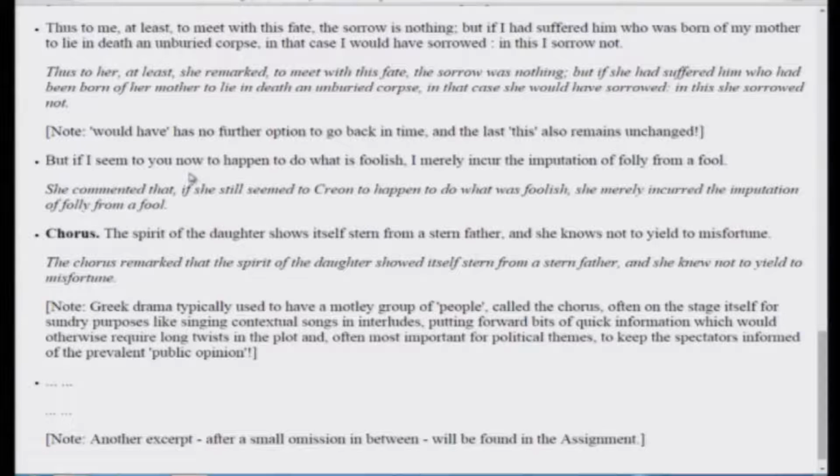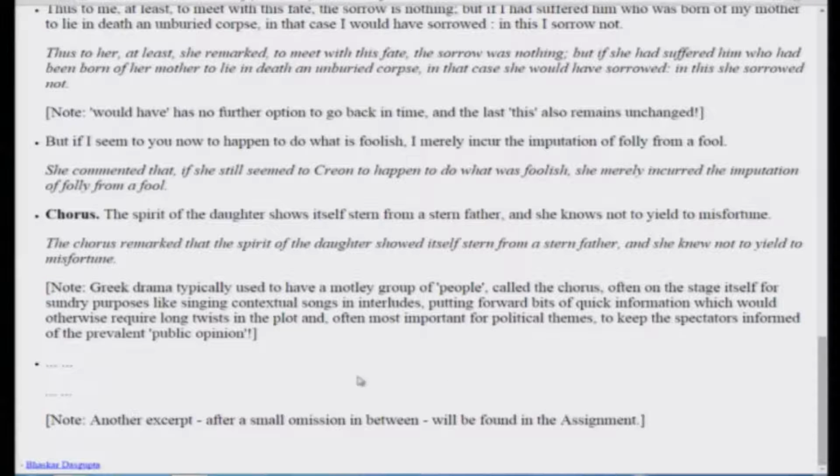You can say that she said, or you can also say she commented that if she still seemed to Creon to happen to do what was foolish, she merely incurred the imputation of folly from a fool. The spirit of the daughter shows itself stern from a stern father, and she knows not to yield to misfortune. The chorus remarks, or remarked, that the spirit of the daughter showed itself stern from a stern father, and she knew, knows becomes knew, not to yield to misfortune. So this is a little example, and I am sure you will be interested in what happens in the argument later. So you will find it soon. We proceed to our next business of today's class.